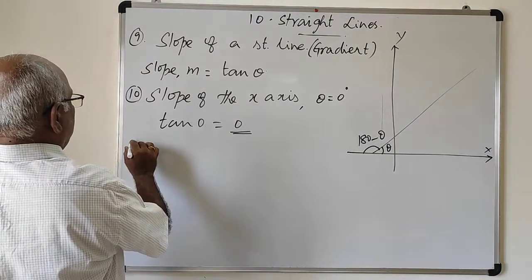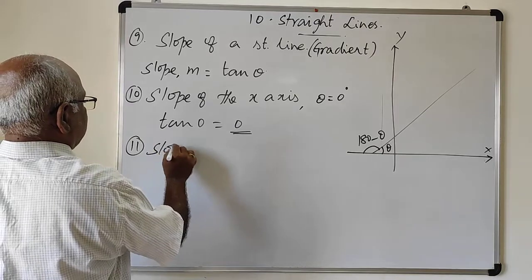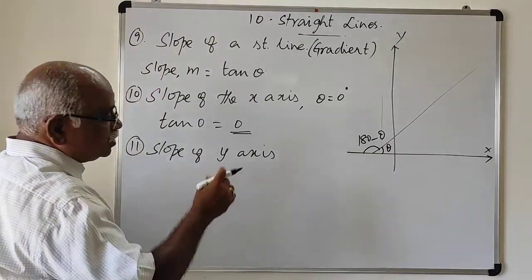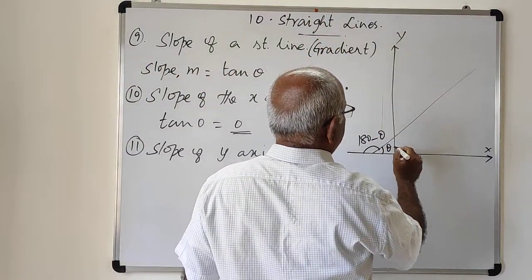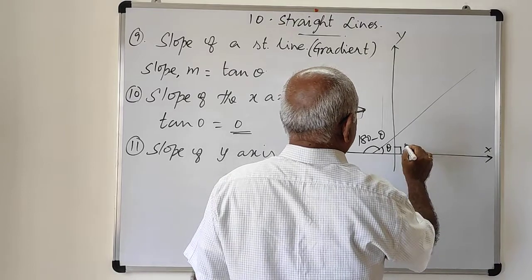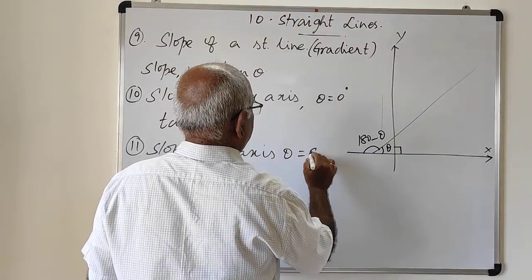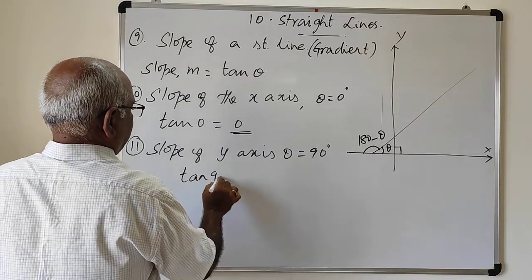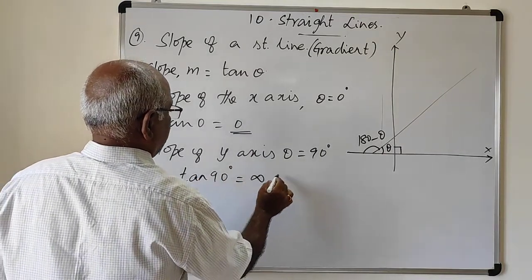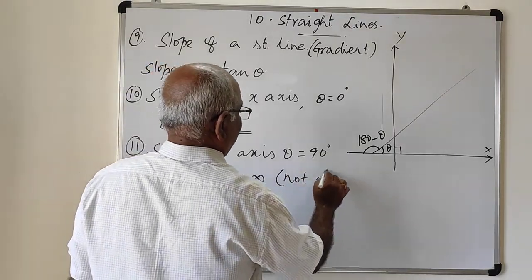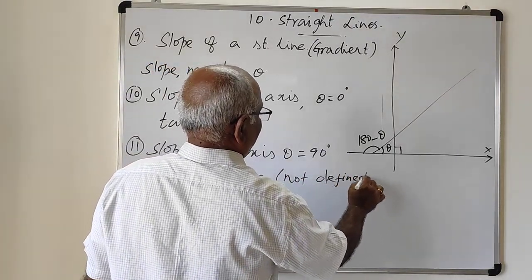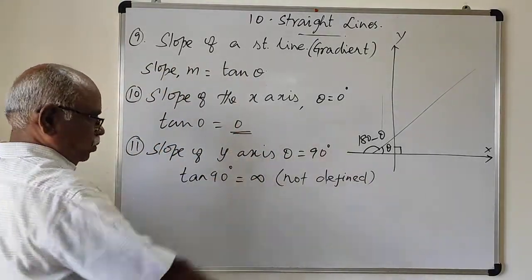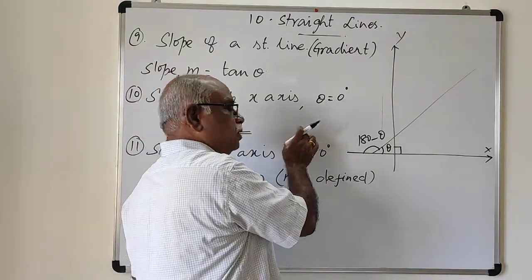Similarly, slope of the y-axis. The y-axis makes an angle of 90 degrees with the positive direction of the x-axis. Therefore, theta is 90 degrees. The tan value of this is the slope, that is tan 90. Tan 90 is infinity, that is not defined. So the slope of the y-axis is not defined. The slope of the x-axis is 0. These are the 2 things you have to remember.